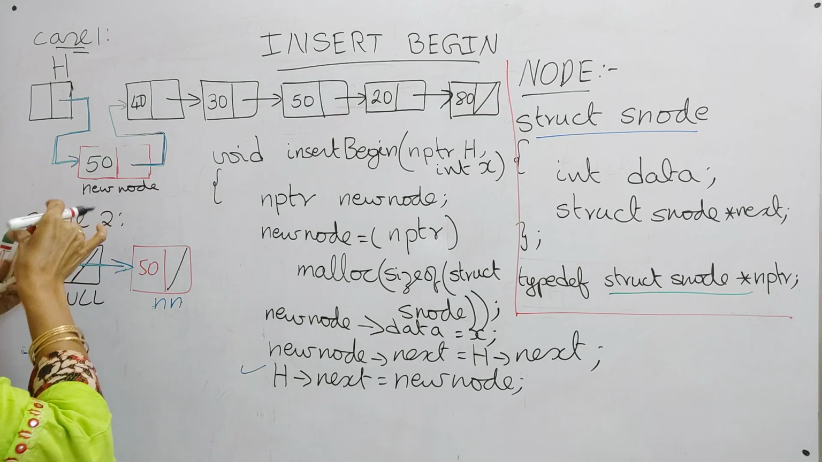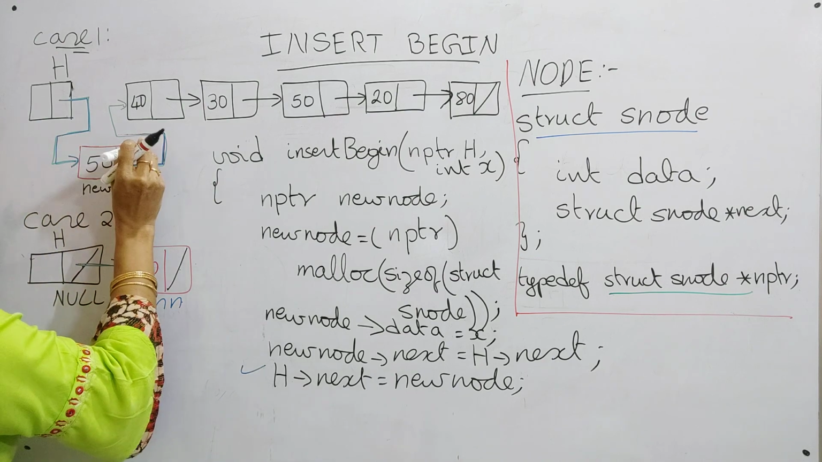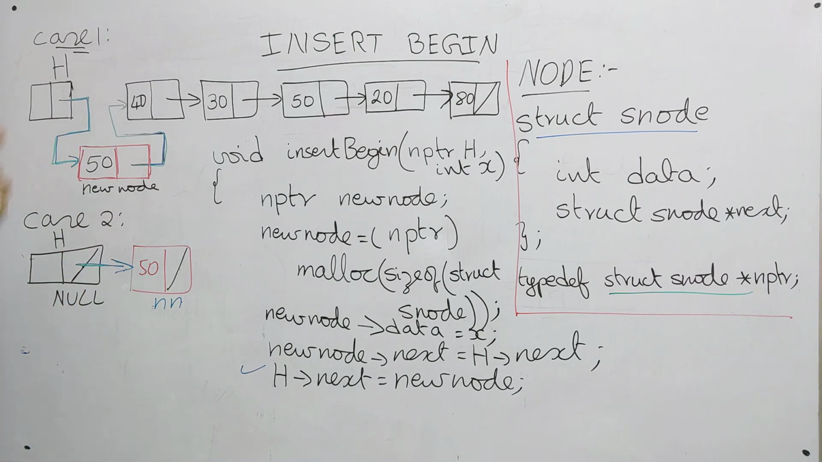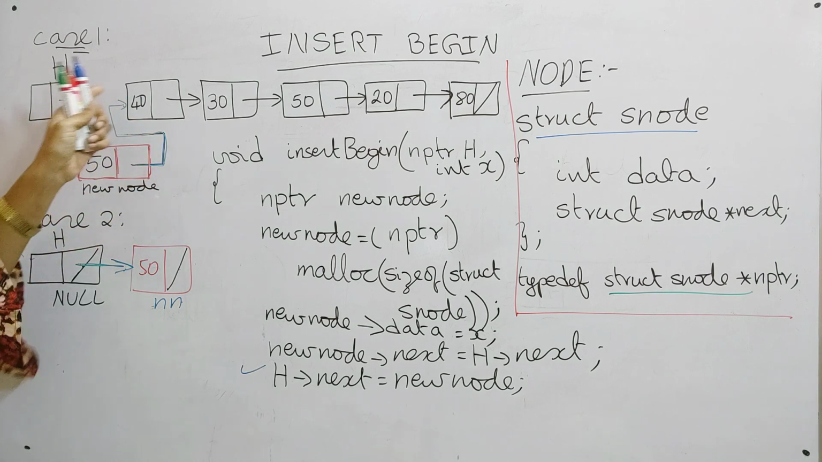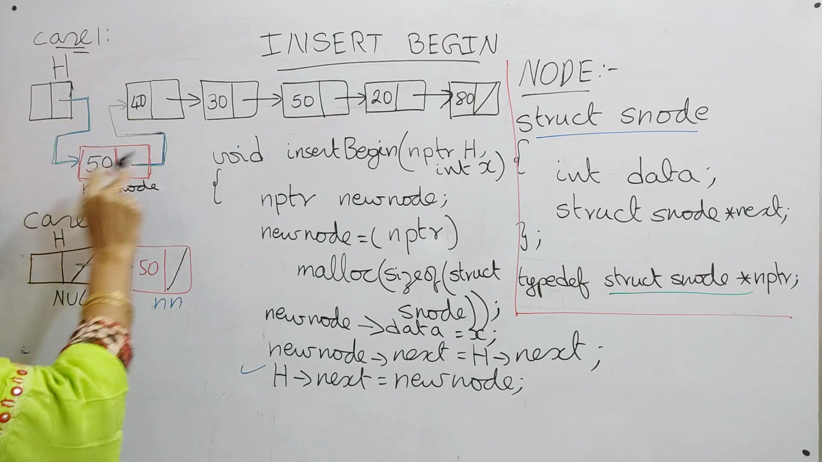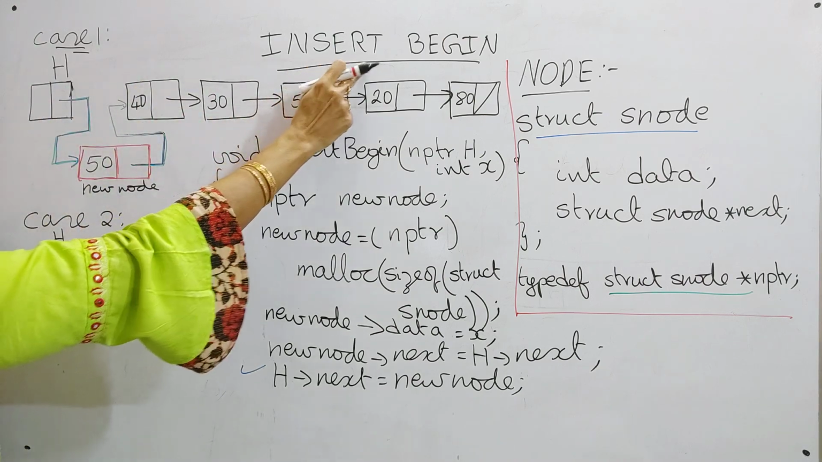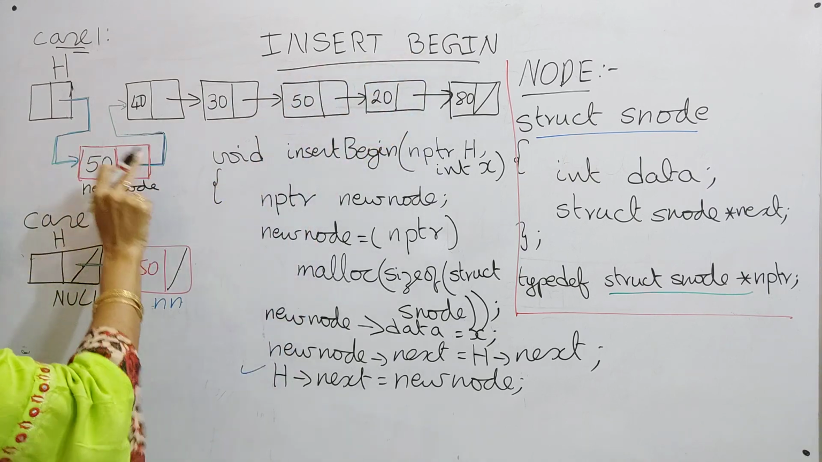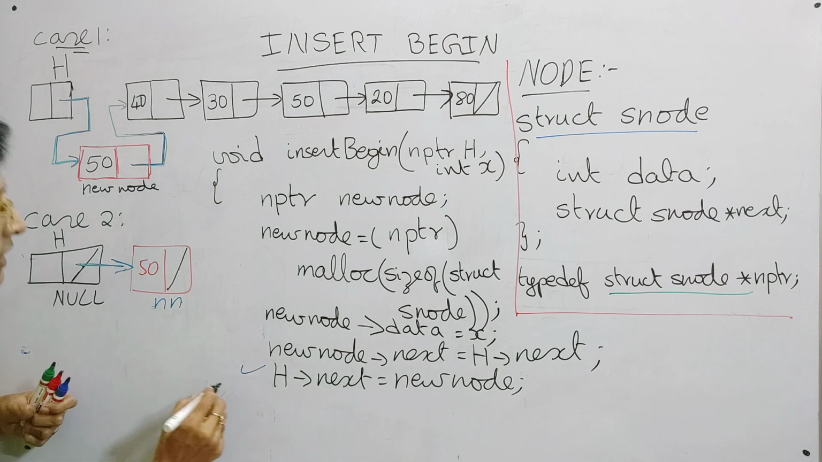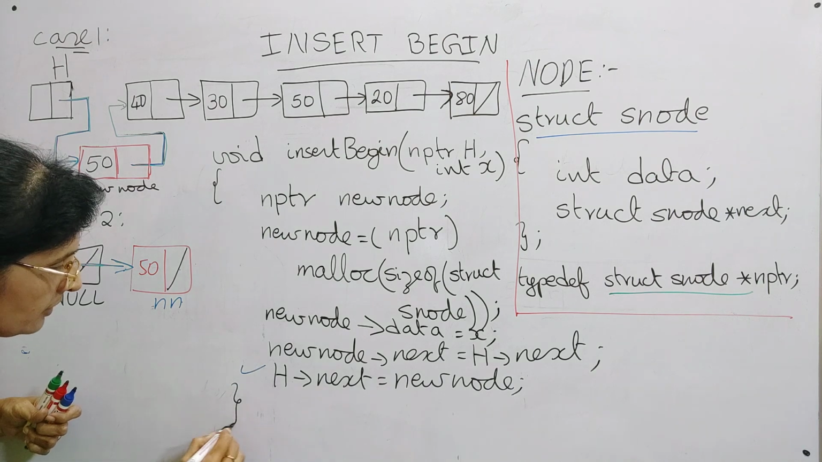Now is your condition satisfied or not? What is the first node of your list now? Now 50 is the first node because H next is pointing to 50. So our new node is the first node, and 50 next is pointing to 40, that is the previous first node. So your condition, that you have to insert at the beginning, is satisfied. This is how you can insert a node at the beginning of the list.